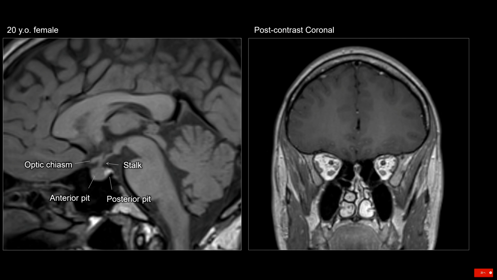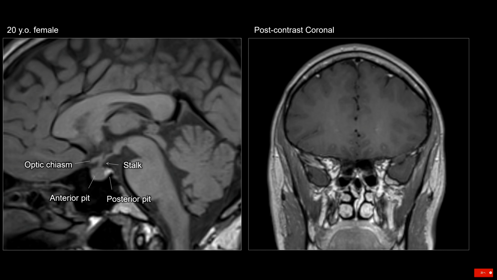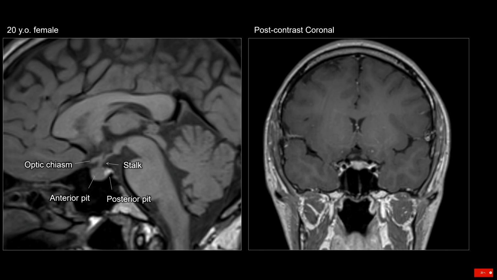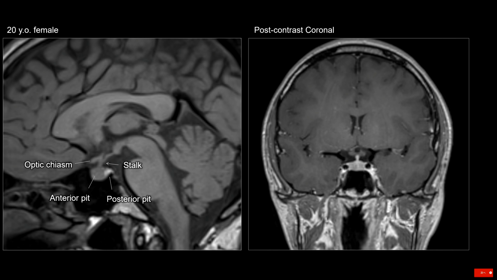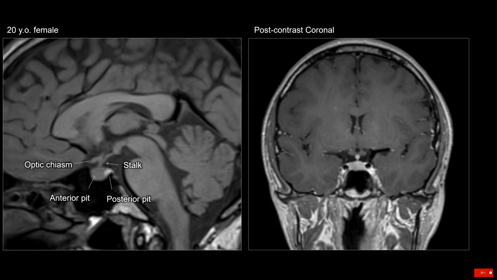On coronal image, you can also see again the pituitary gland should enhance homogeneously, and the pituitary stalk should be right at the midline, extending into the infundibulum, just anterior to the optic chiasm.